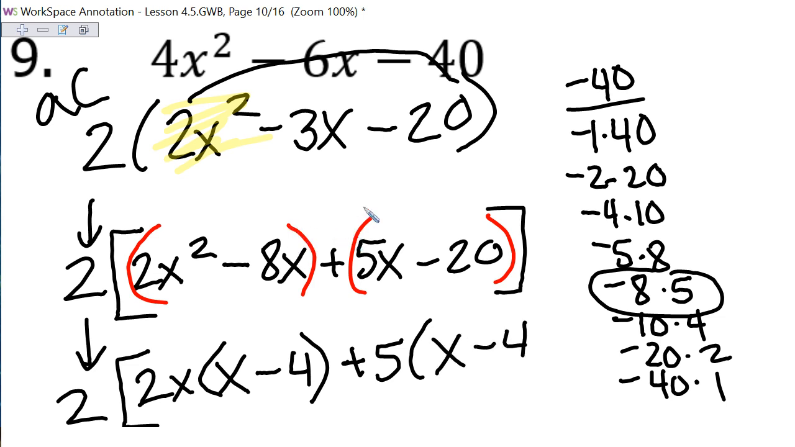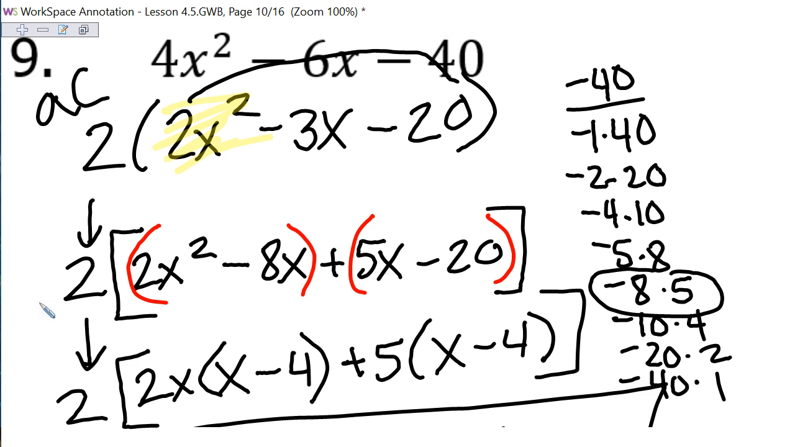X minus 4. Now we're ready to write our answer. So what should be the very first answer? Okay, what is our first factor? 2. What is our next factor? X minus 4. And what is our last factor? 2x plus 5. So don't forget that GCF. Pull that GCF down with every single step. Don't leave it off.